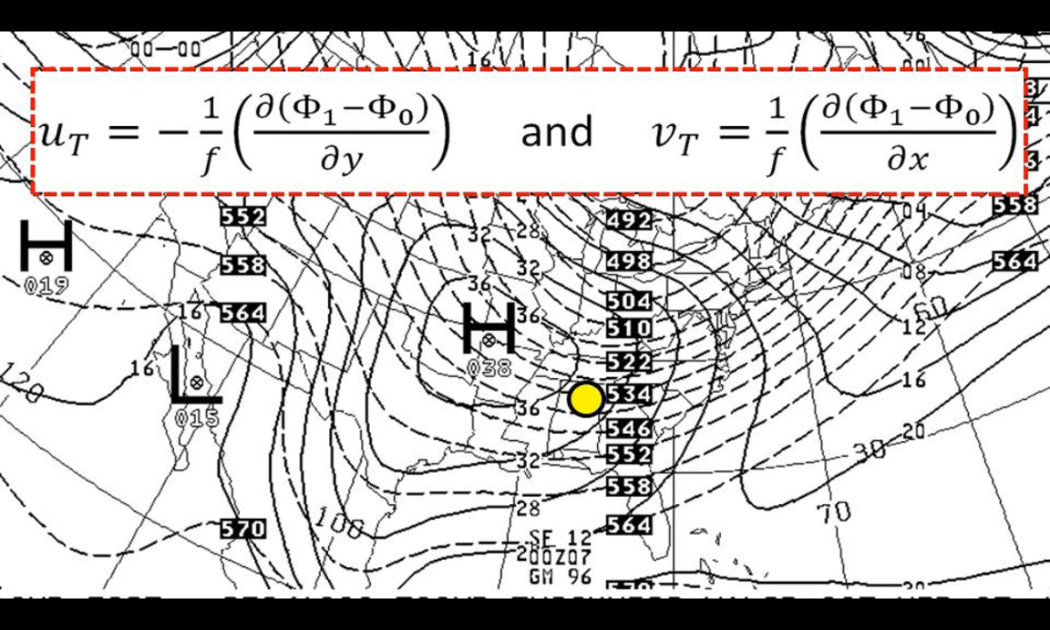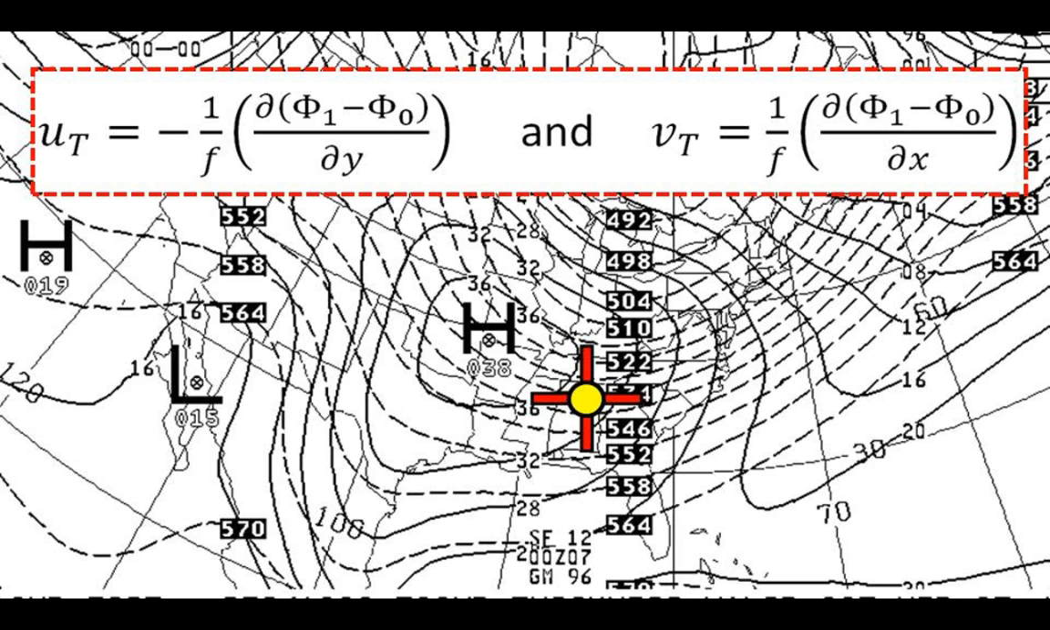And I'm going to superimpose on here the equation that we're going to be using for the thermal wind, UT and VT. And I'm going to pick a point. I've got a point there in Alabama that has that little yellow circle on there. And I'm going to use this map of the pressure at the surface and the 1,000 to 500 millibar thickness to tell me something about what's going on with the thermal wind.